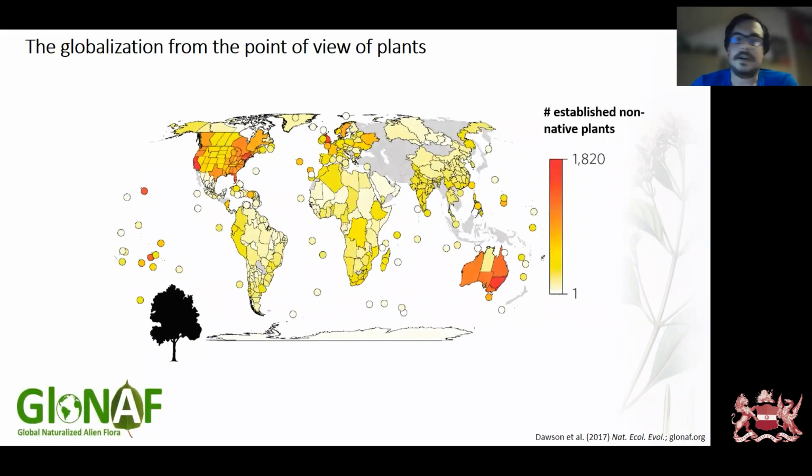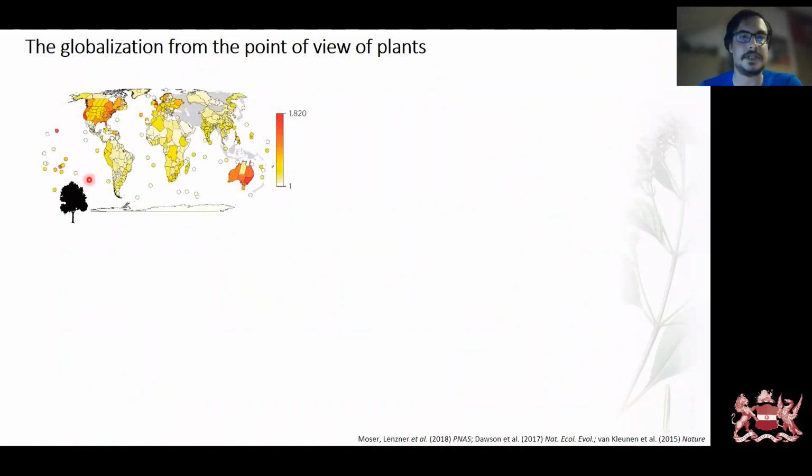This is a world map based on the Global Naturalized Alien Floras database, a scientific project I've been working on for the last 7 years already. What you can see here is the number of established non-native plants in different regions of the world. So these are political delineations at the country or at the subnational level, also for islands. And we already see that this is quite a big global phenomenon. And we see some hot spots where we find a lot of naturalized non-native plants worldwide.